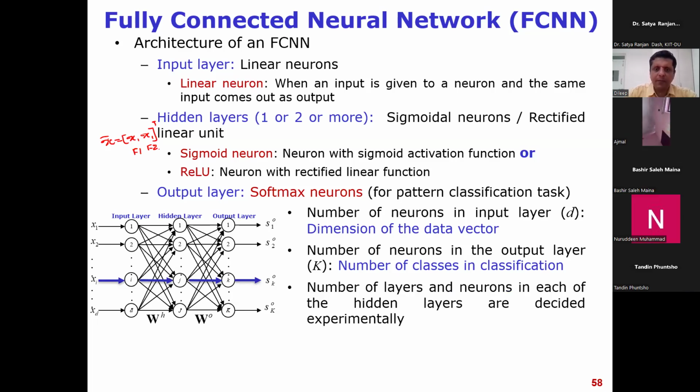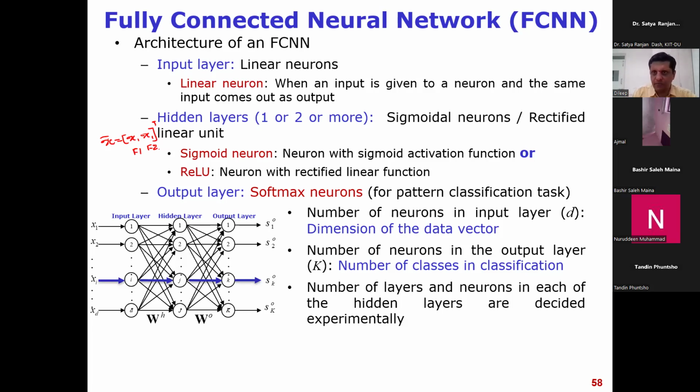But the number of hidden layers and the number of neurons in the hidden layers are decided experimentally. Okay, so there is no fixed rule that this many hidden layers are required or this many neurons in the hidden layer are required. There are only some rules of thumb, but in general it is decided experimentally.